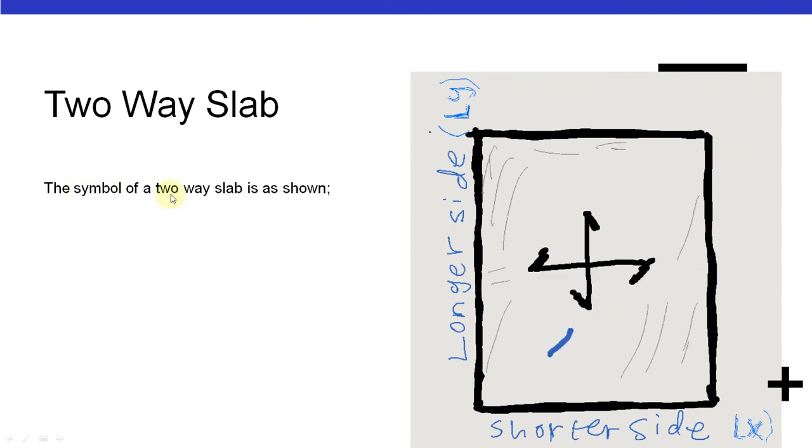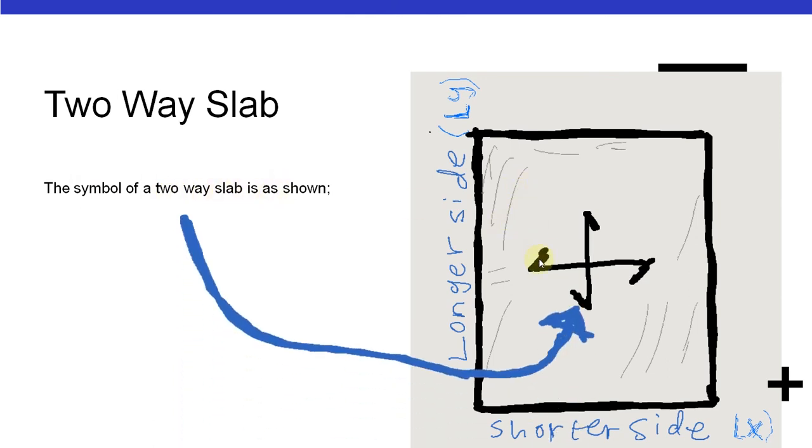Now the symbol of a two-way slab is as shown. So this is the symbol. Now on structural plans or floor plans, if you see the symbol, then it is a two-way slab.